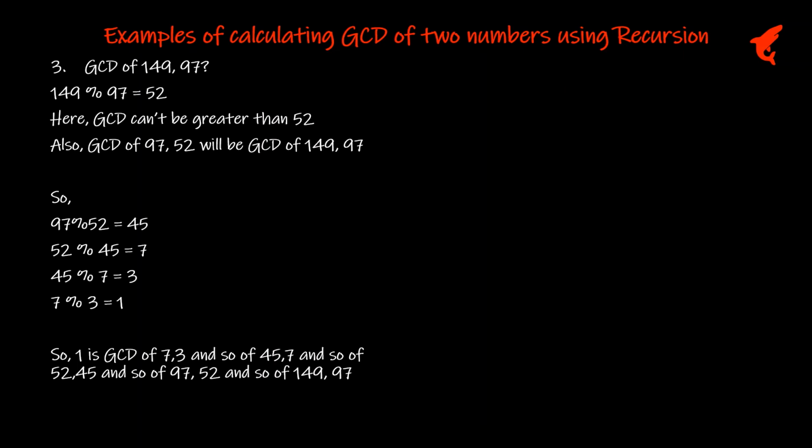Now why is this true? Because 149 and 97 both are prime numbers, and there is nothing going to be common between these two numbers, and therefore the GCD is going to be 1.